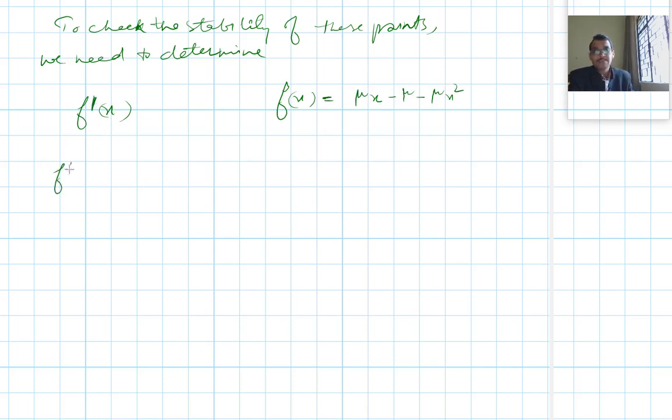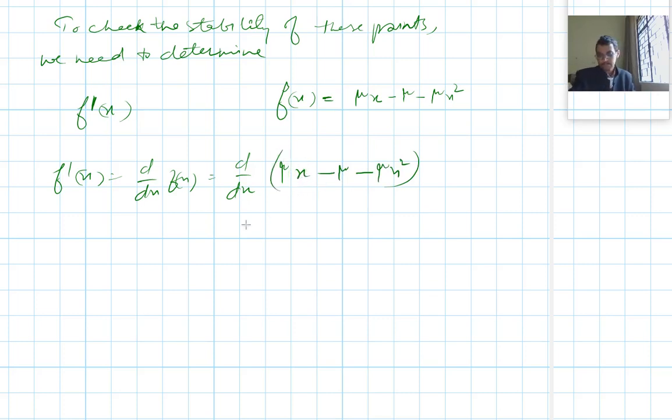So that means f prime x is equal to d/dx of f of x, and let us put its value. So its value is mu x minus mu x square, and its derivative will be mu minus 2 mu x. That's what we are getting here.